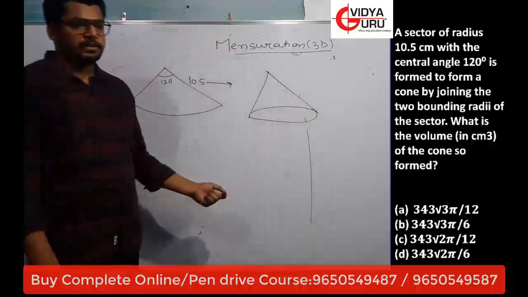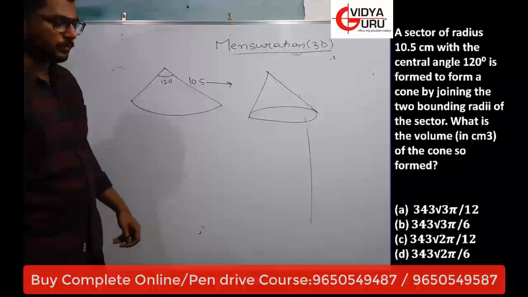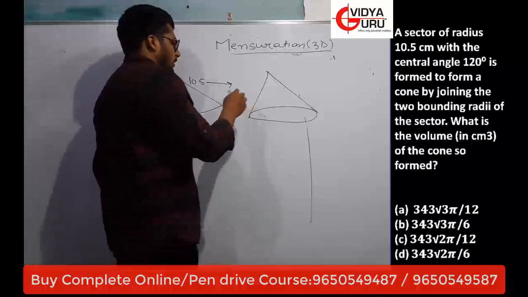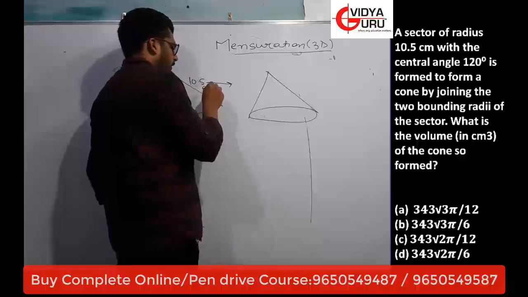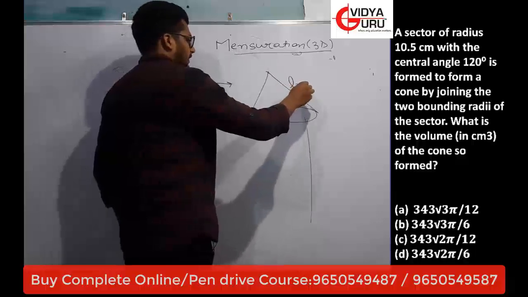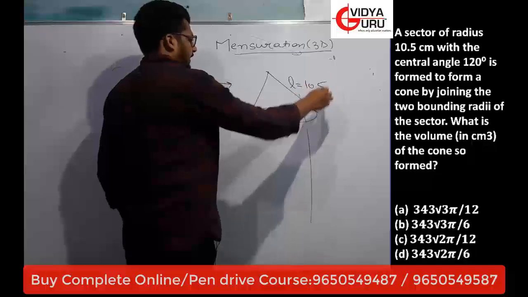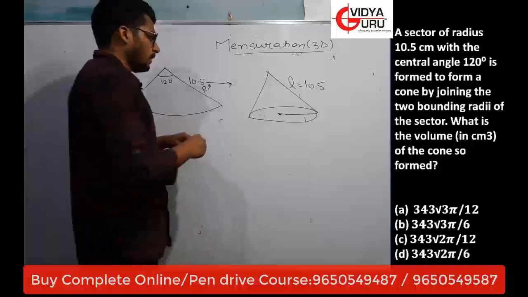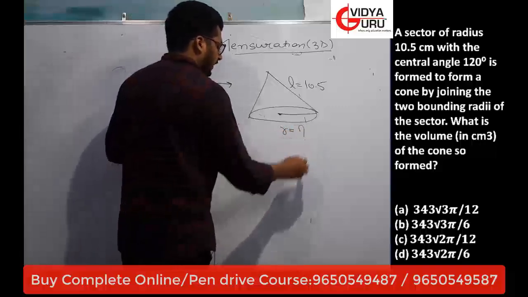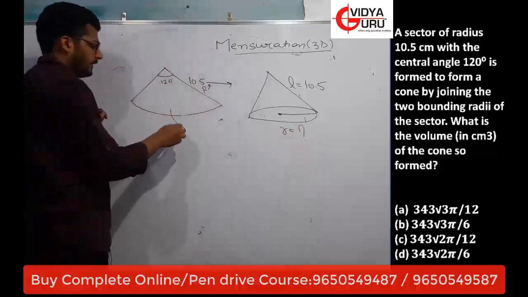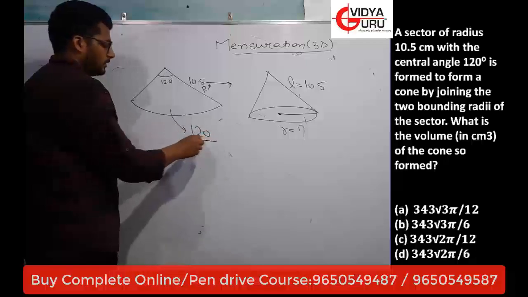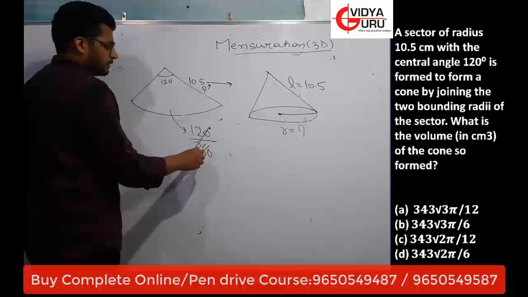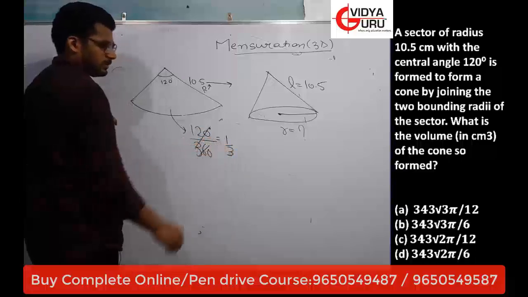We just need to find out the volume of the cone so formed. So remember two things. The radius of the sector will always be equal to the slant height of the cone. How can we find the radius? To find the radius, first we need to find what part of the circle this is. This is 120 degrees and the whole circle is 360 degrees. So this is 1/3 part of the circle.